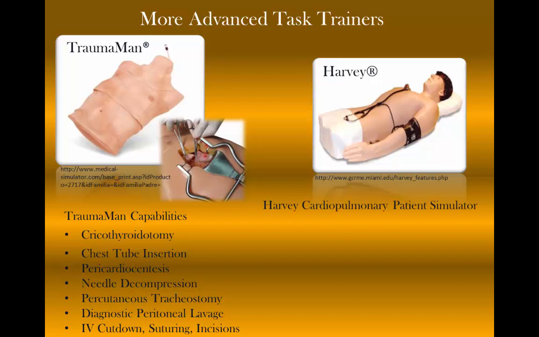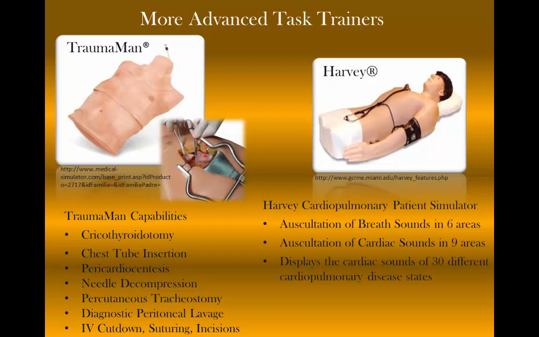The next pictures are also task trainers. The Trauma Man and the Harvey are two examples of some of the more sophisticated task trainers available. The Trauma Man is an anatomically correct torso for students to practice several trauma-related surgical procedures. It includes 4 anatomically correct surgical zones, which can bleed when incised. Only a few of these skills would actually apply to your paramedic students, but it gives you an idea of what a more advanced task trainer can provide.